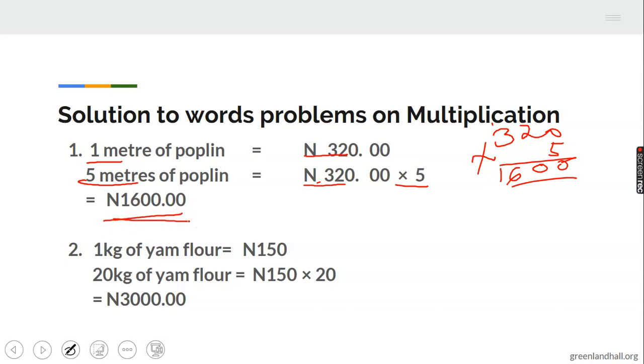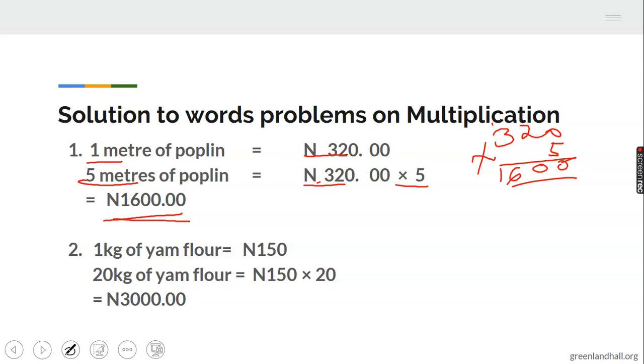Instead of saying 320 plus 320 plus 320 plus 320 plus 320, instead of adding 5 times, that's why we multiply to get the answer quickly. So we have 320 naira times 5, and we have 1,600 naira.